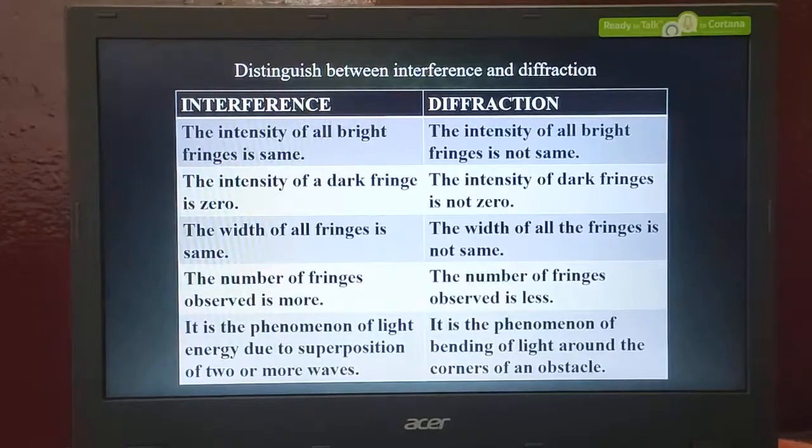If the fringes have the same intensity, that is an interference pattern. If the intensities of the bright fringes vary, we call that a diffraction pattern.